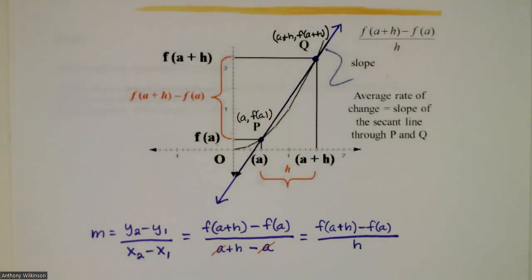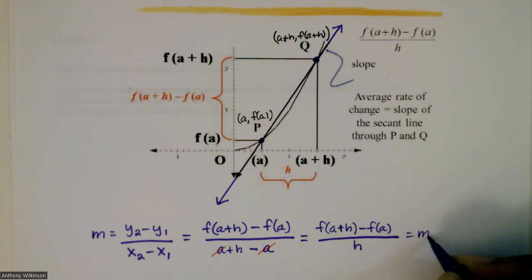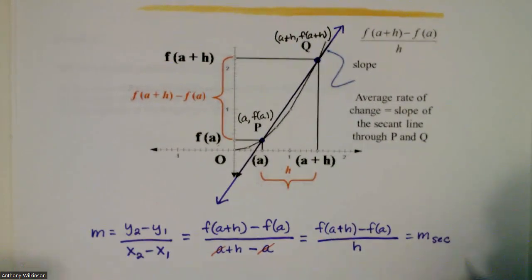So that equation, that difference quotient, represents the slope of the secant line. And sometimes they use this notation, m with the SEC as their subscript, meaning the slope of the secant line. And the secant line is just a line that goes through the graph at two different places. Okay.